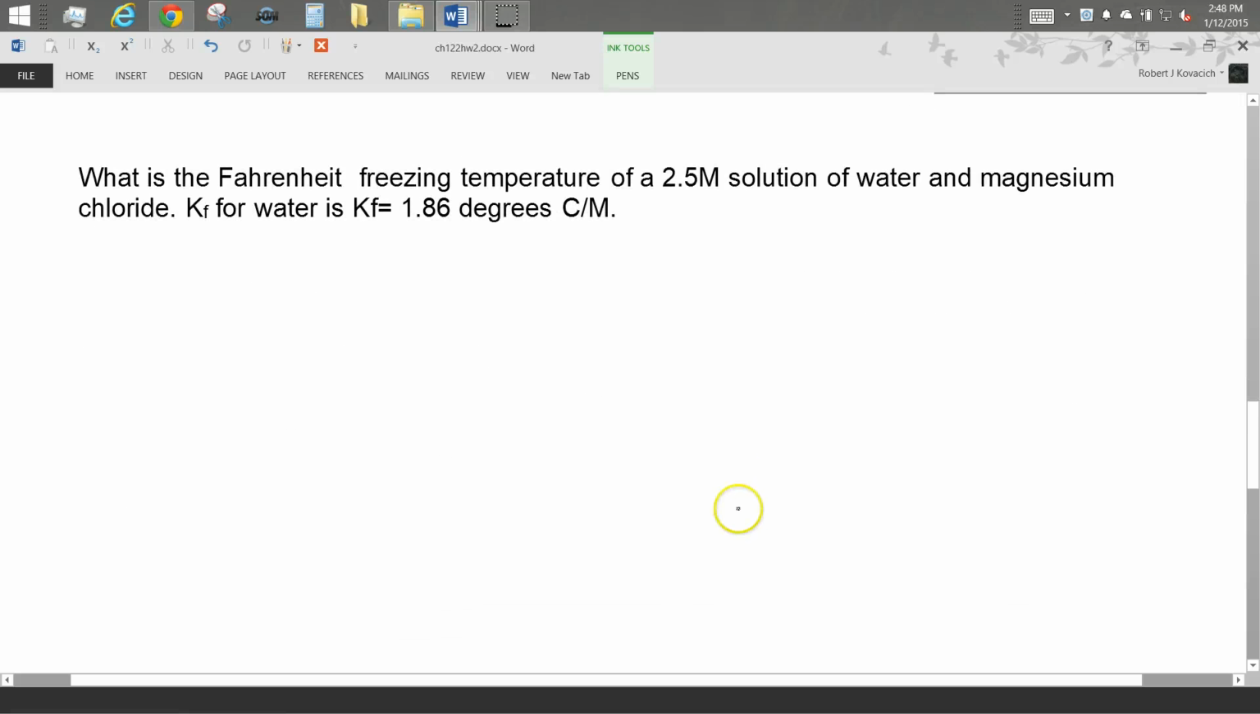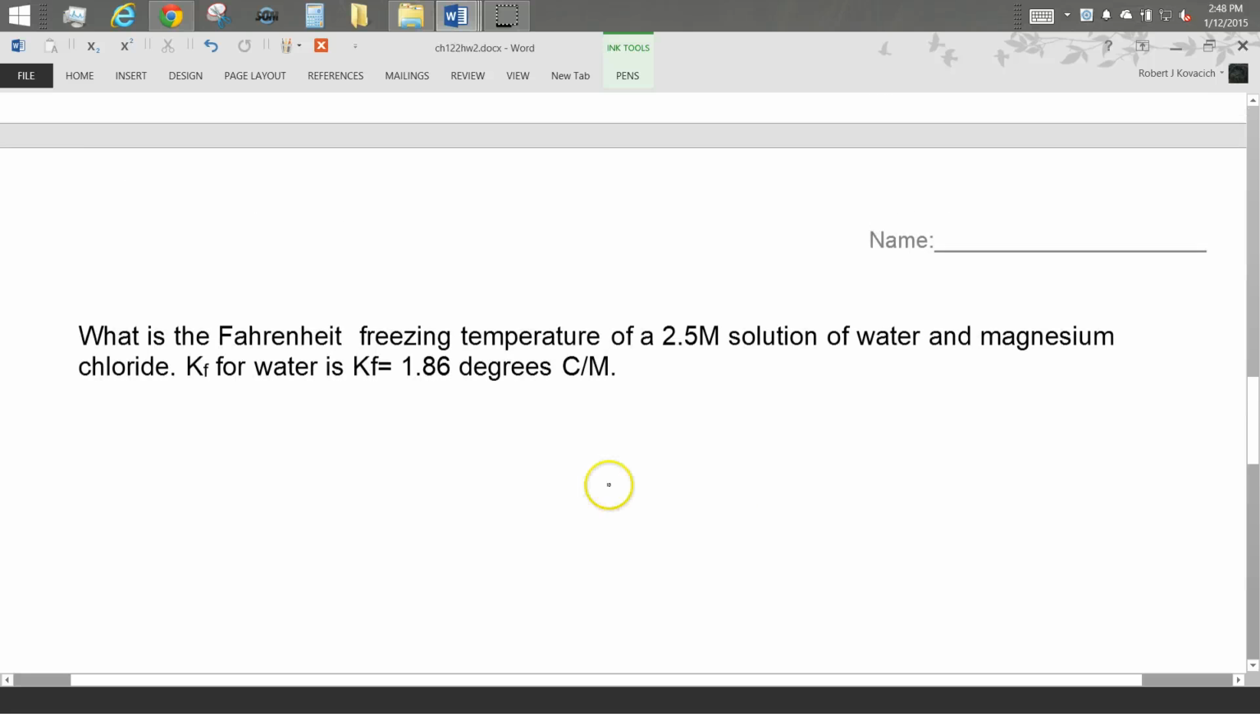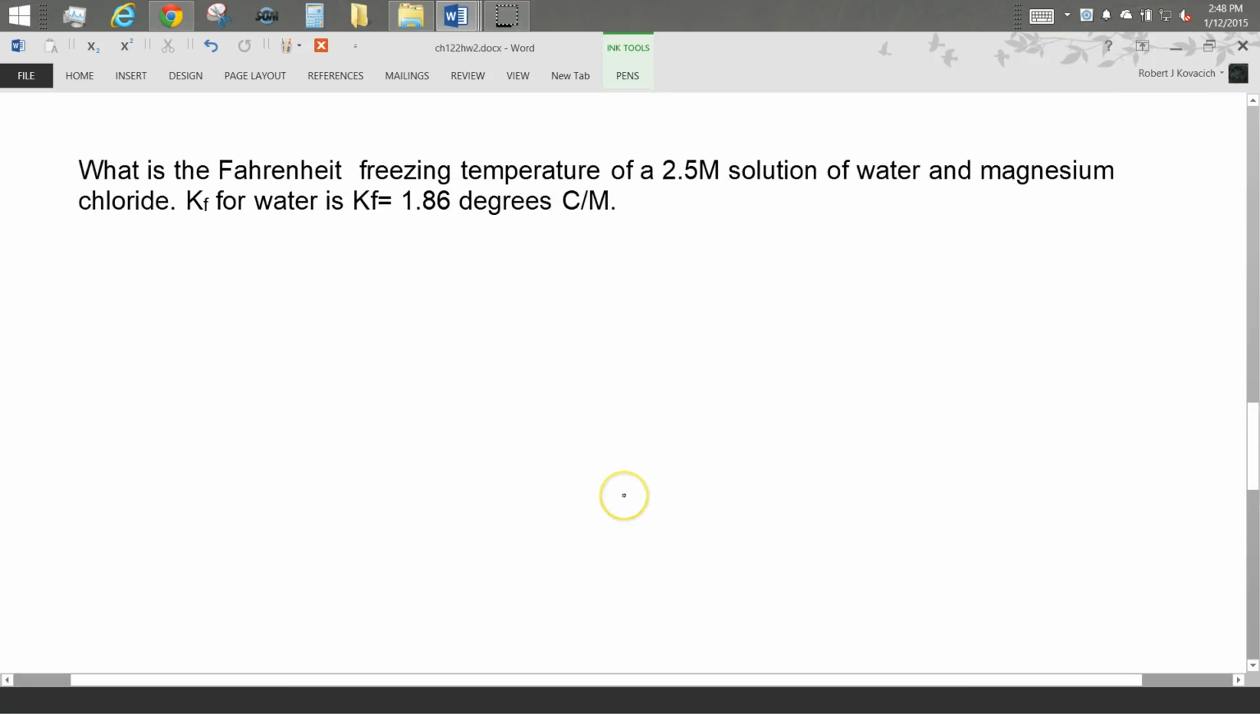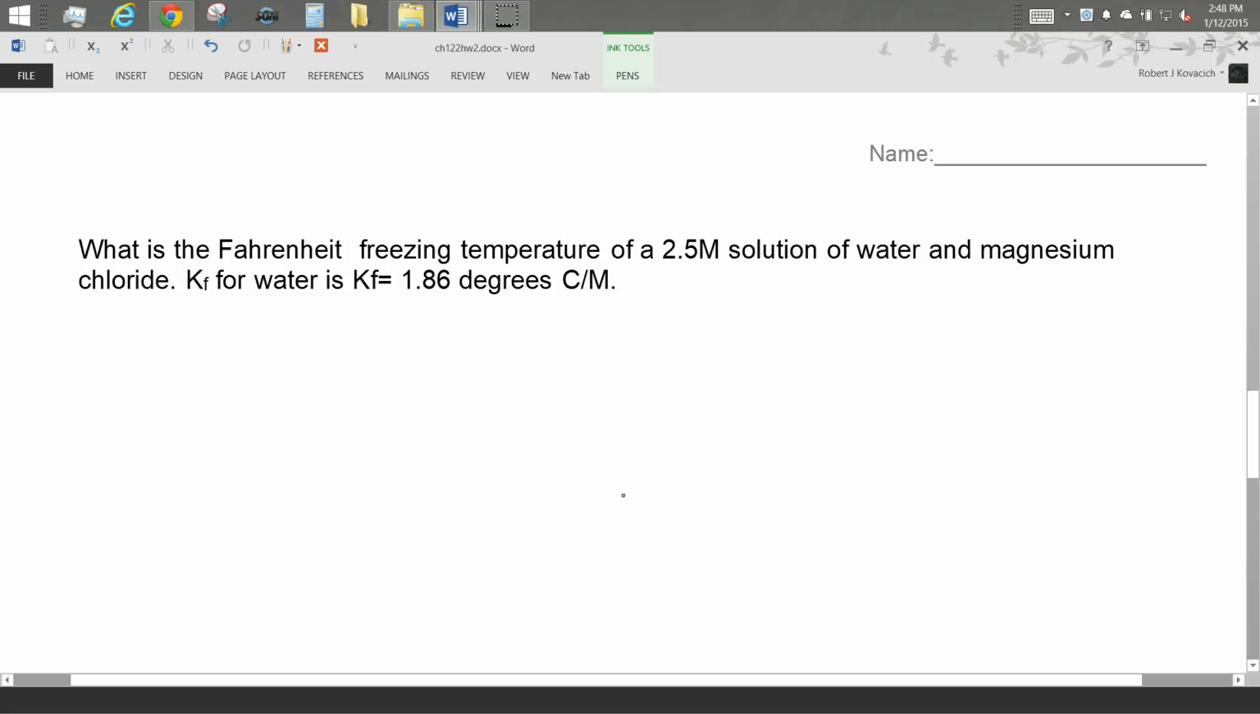What is the Fahrenheit freezing temperature of this solution? Okay, so the equation for this is the change in temperature of the freezing point is equal to the n factor, which is the particle number, times the Kf, times the molarity.